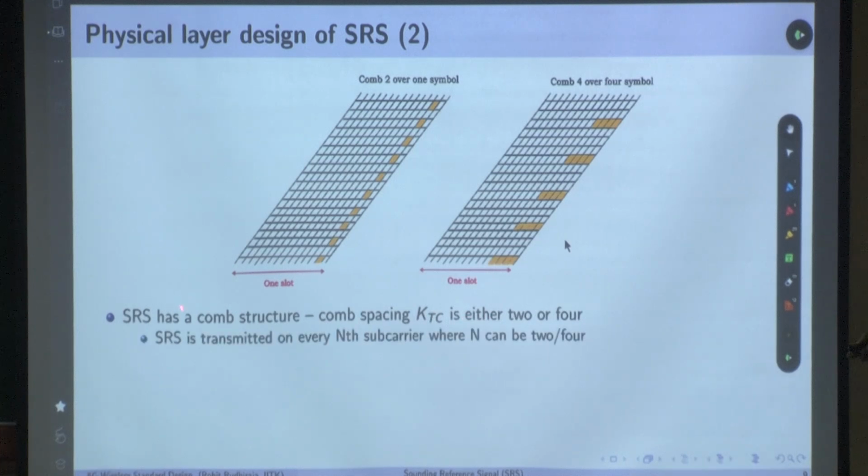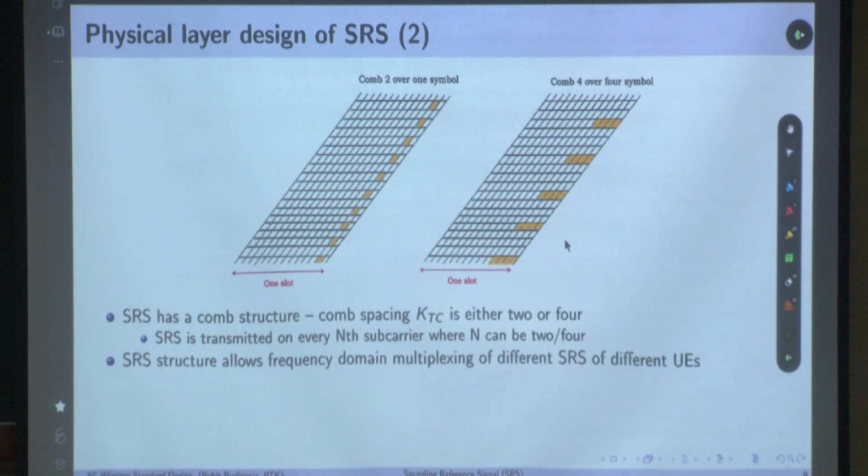Then what does this technically mean? What does this comb spacing mean? It means that SRS is transmitted on every nth subcarrier where n can be 2 or 4. If comb spacing is 2, the SRS will be transmitted on every second subcarrier. And if the comb spacing is 4, it will be transmitted on every 4th subcarrier.